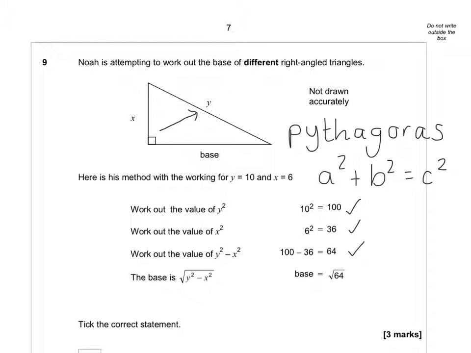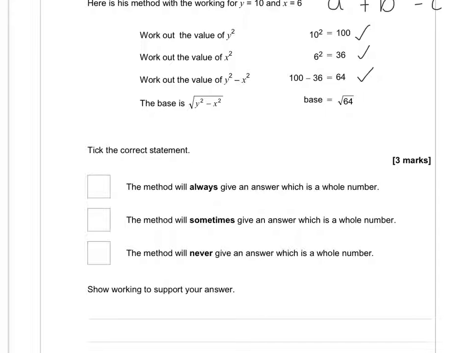Okay, so let's have a look at what we're being asked to do. So tick the correct statement. The method will always give an answer which is a whole number. Now we know that's not true. In class we've seen, it can be decimals. The method will sometimes give an answer which is a whole number. And now that's the box we should tick. We know, for example, in Noah's working the answer, the base, is a whole number. We know the square root of 64 is 8. So there's some working to support what I've just ticked.